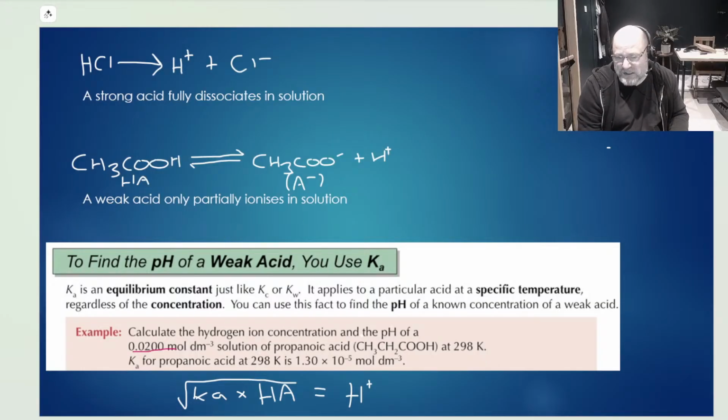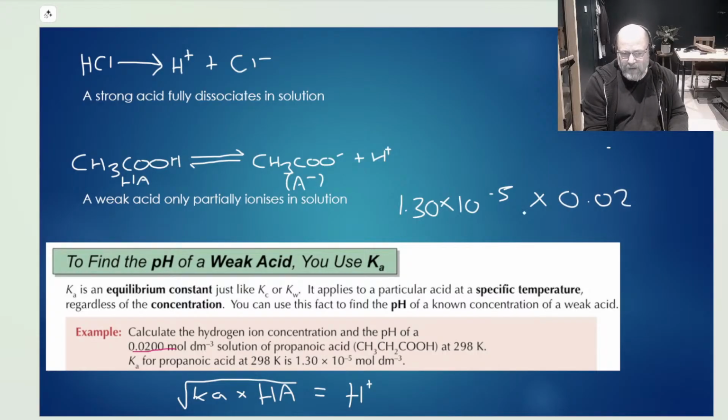Right, this particular question is in terms of propanoic acid. So it's a bit long, but essentially Ka times the propanoic acid, square root that, and that equals the H+. So we want to go 0.2 times the Ka. Actually, let's write it in the correct order. Ka is 1.30 times 10 to the minus 5. I want to times that by 0.02, and then square root. What does that equal?